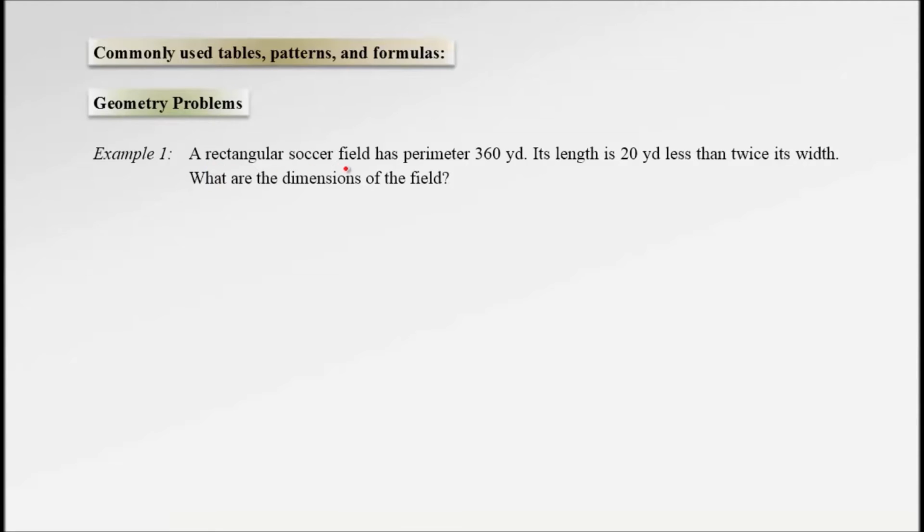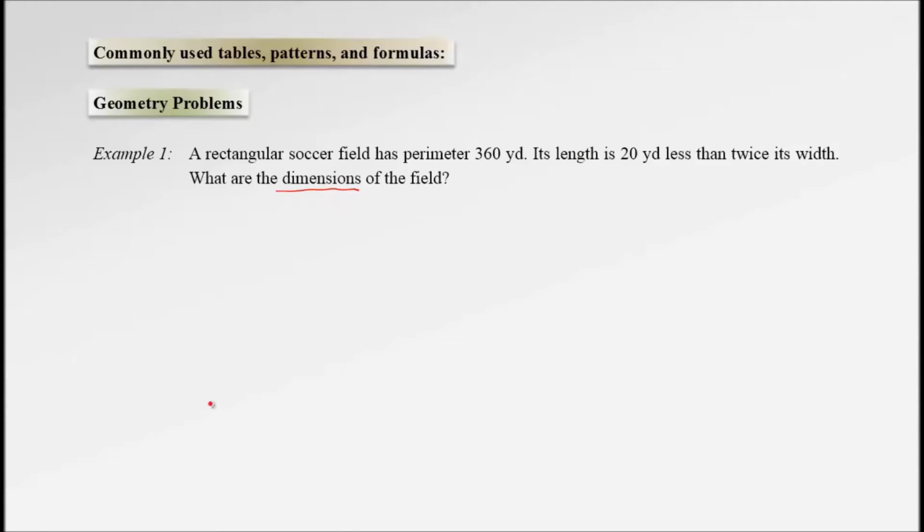Here we have an example. A rectangular soccer field has a perimeter of 360 yards. Its length is 20 yards less than twice the width. What are the dimensions of the field? So after just the first reading, we know that we are talking about a geometry problem. It is something about a rectangular shape, its perimeter, and we want to find the dimensions. Dimensions means the length and width.